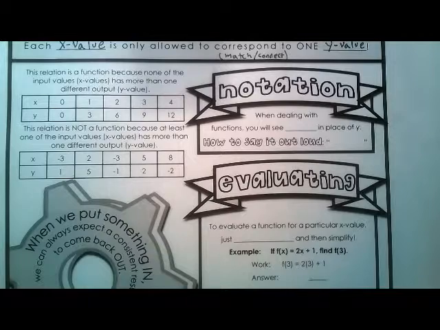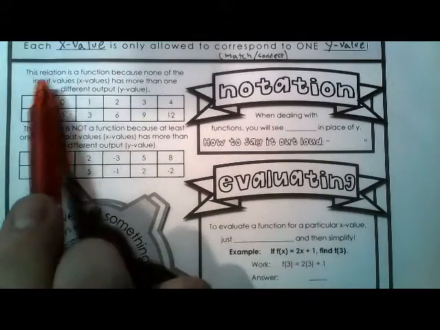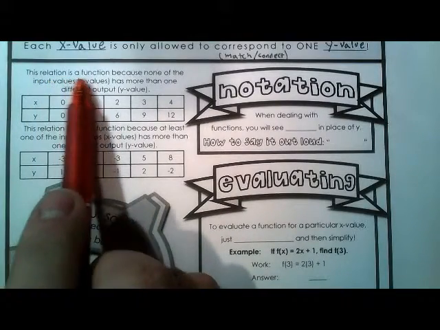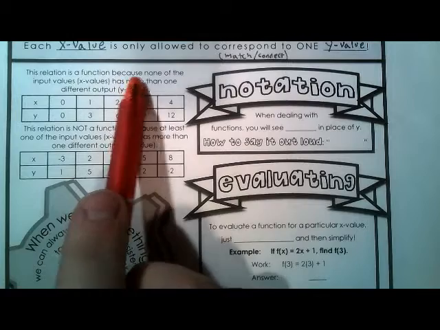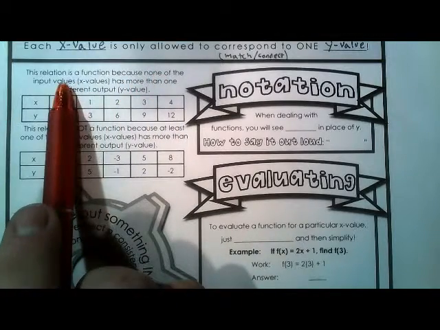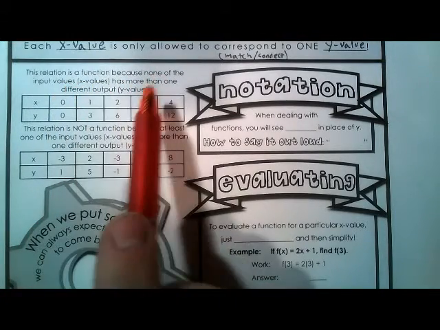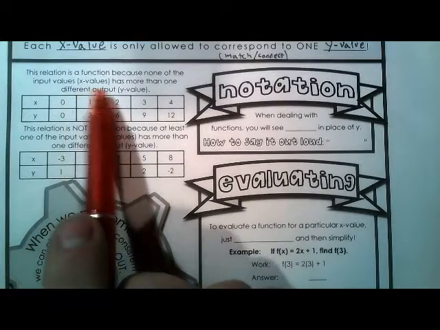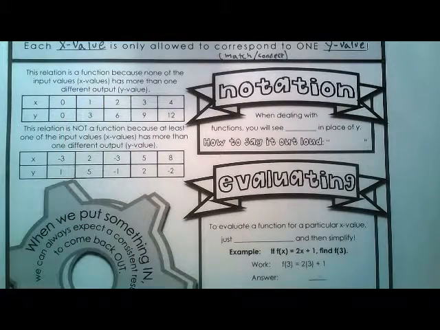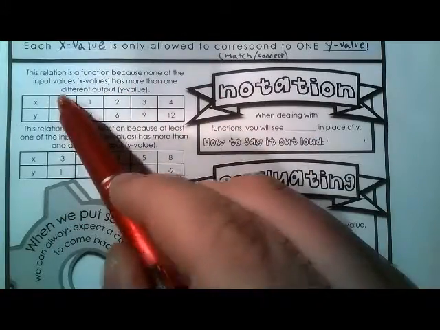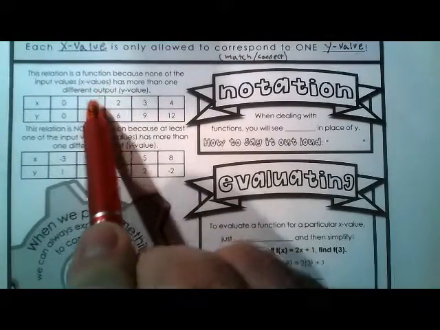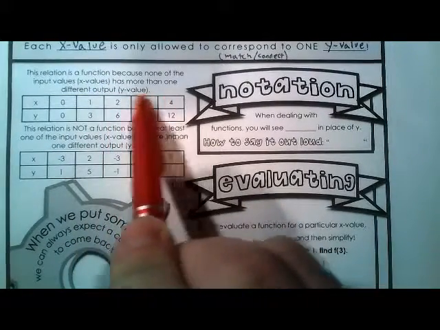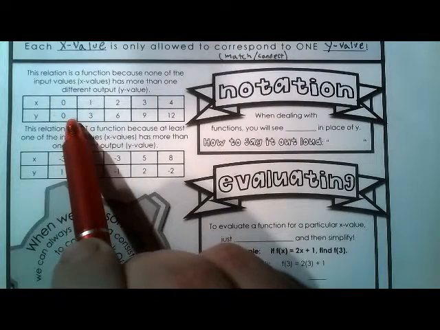As we go further down the page, we've got some example problems that you'll be asked to do. It says this relation is a function because none of the input values, which are the x values, has more than one different output, those y values. So that means that 0 goes to 0. Nowhere else does 0 go to another number. Right? 0 only goes to 0.